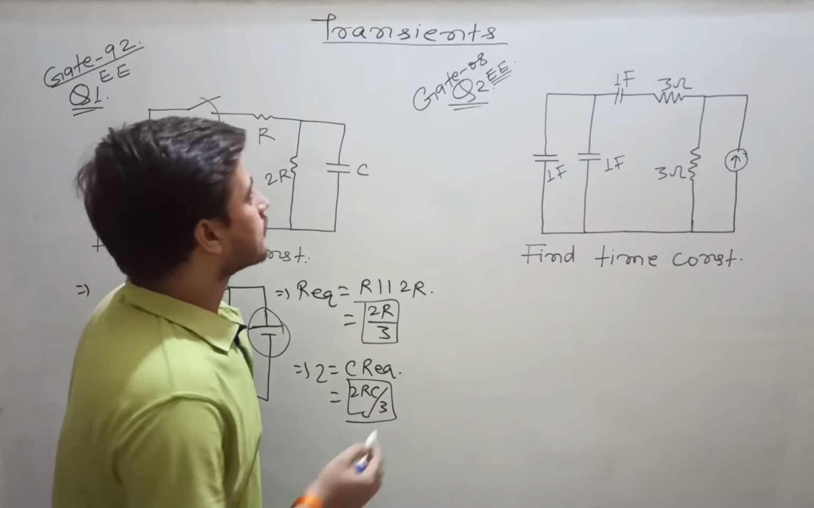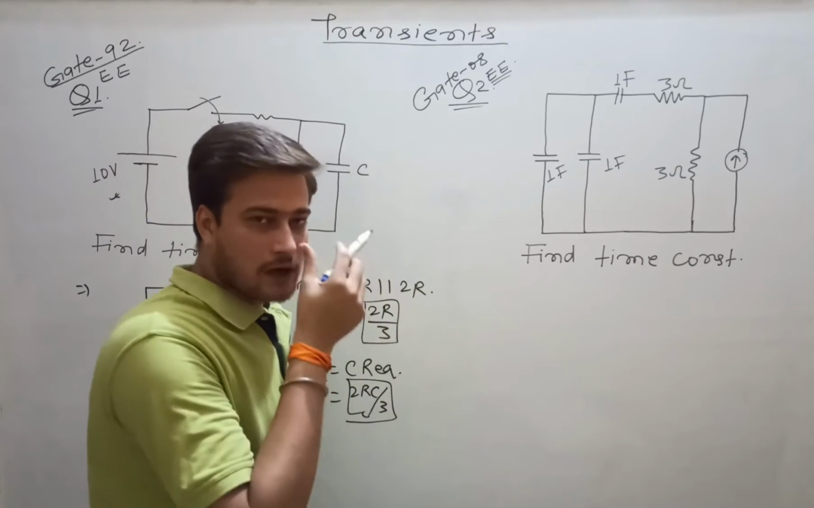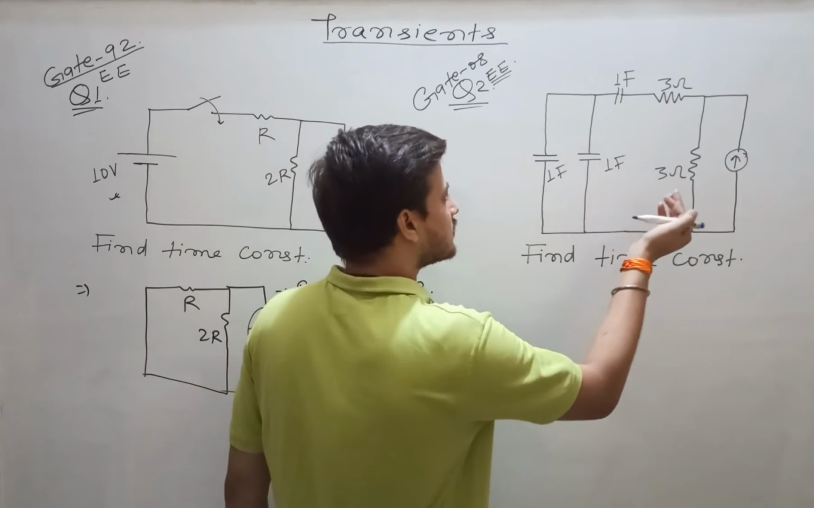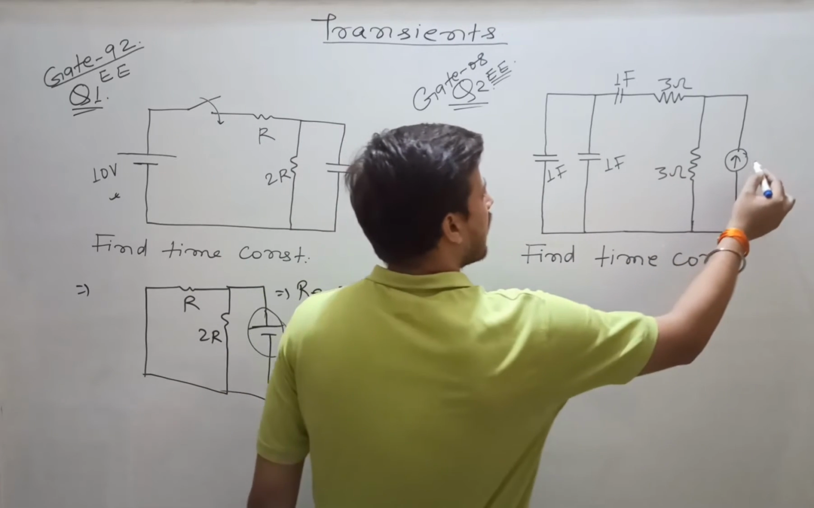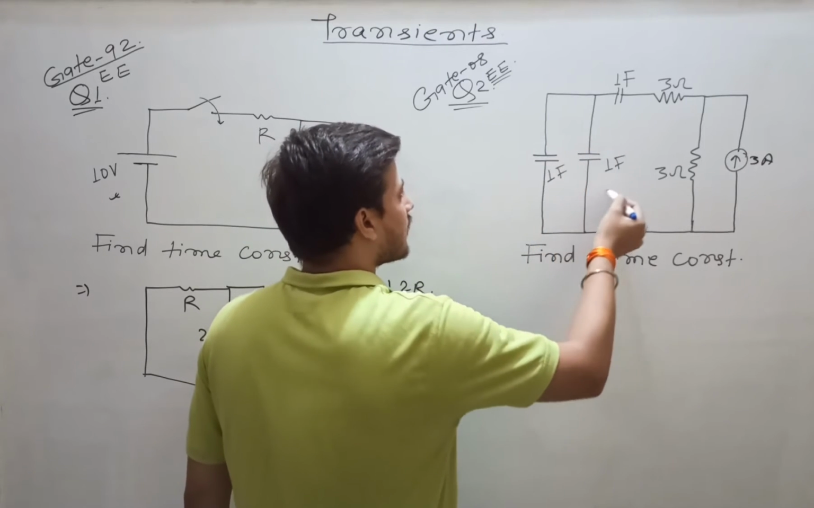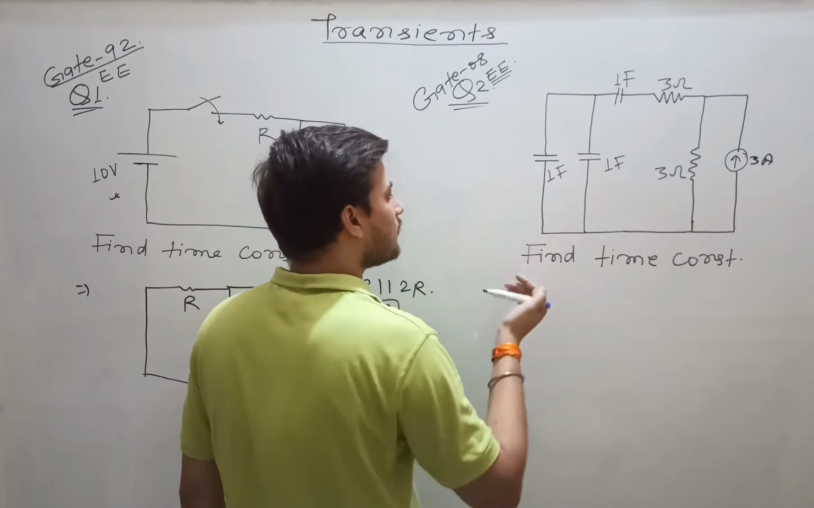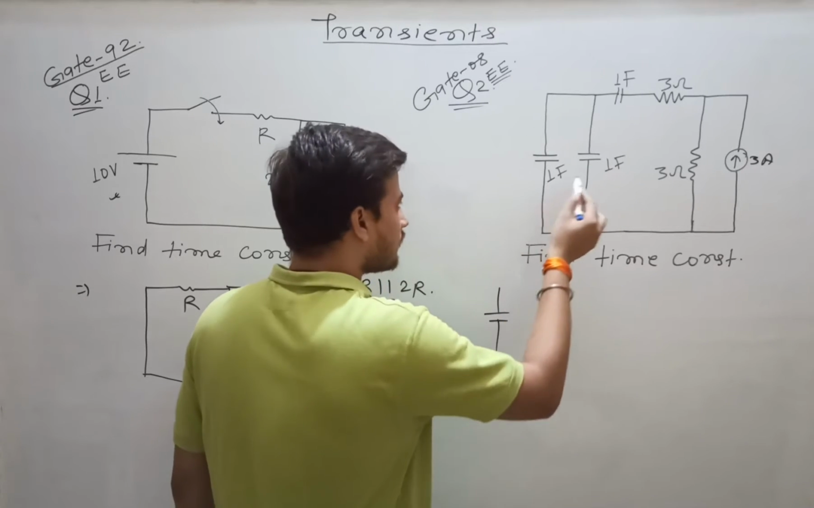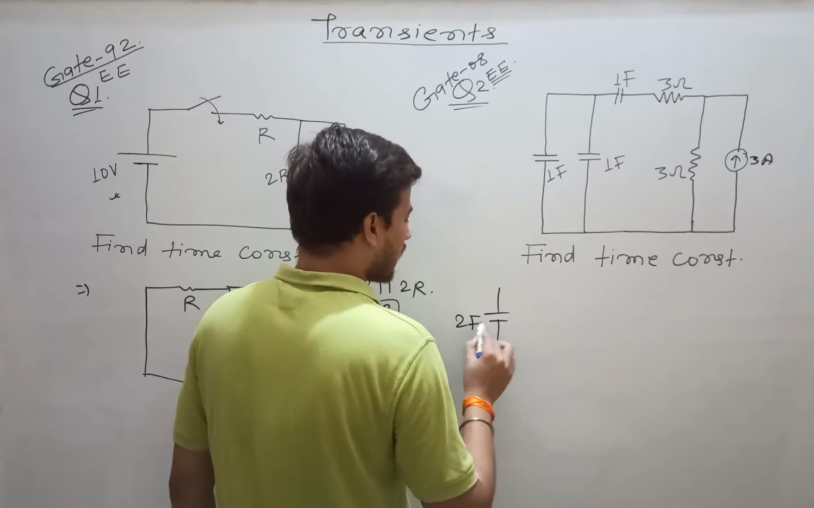Come to second question. This was asked in GATE 2008 electrical engineering. Again here also you have to find time constant. So let us see how to find time constant. Here you see these two capacitors are connected in parallel. So these two can be replaced by single capacitor. So I am replacing here. It will be 1 plus 1. It will be 2 farad.